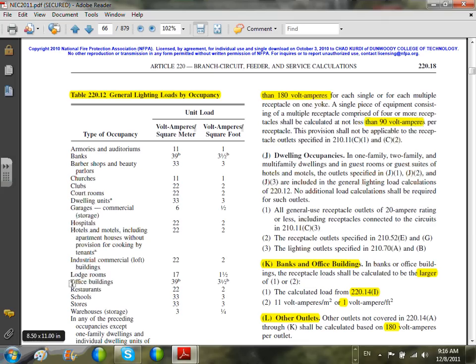If you have an office, Chris, here's where it says general lighting load by occupancy. It gives you multiple occupancies or part of an occupancy. Could be a whole building or part of the building. So in this case, I have an office building and my occupancy per square foot, not square meter, is 3.5. Any question, guys, about where the 3.5 came from? Please highlight that one.